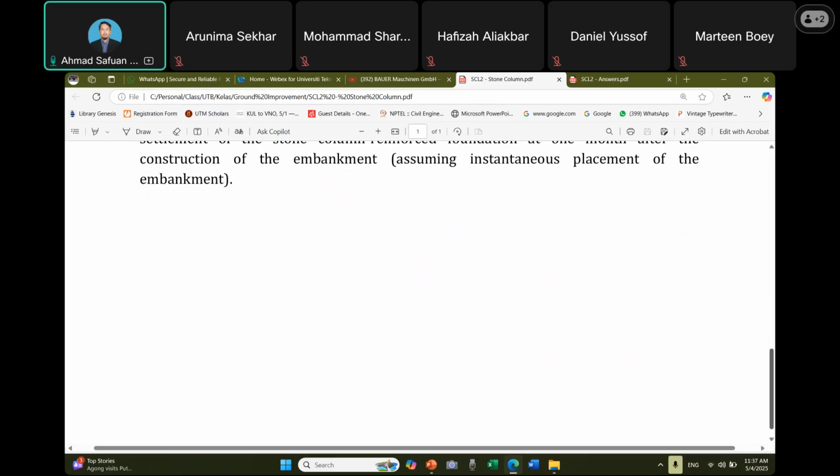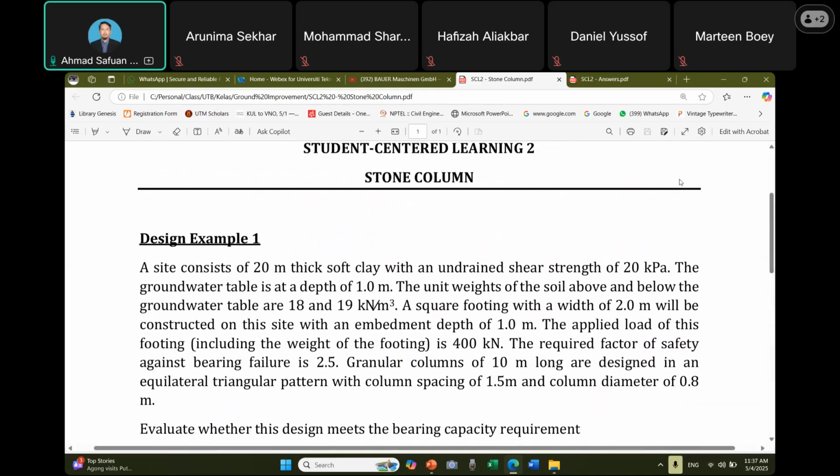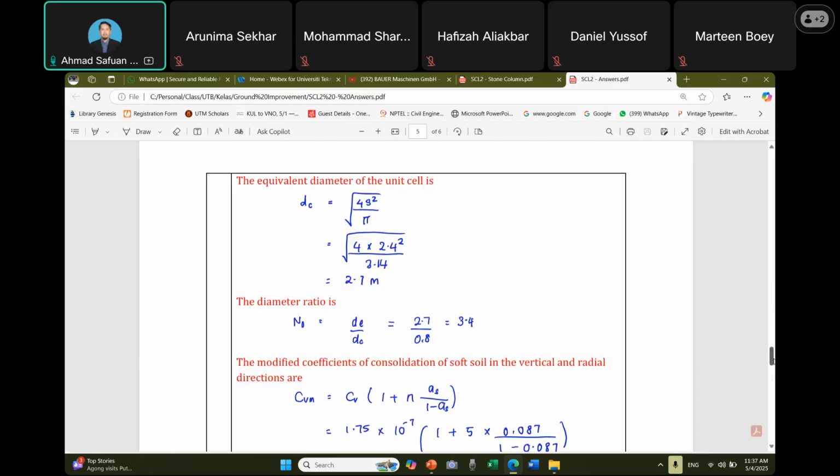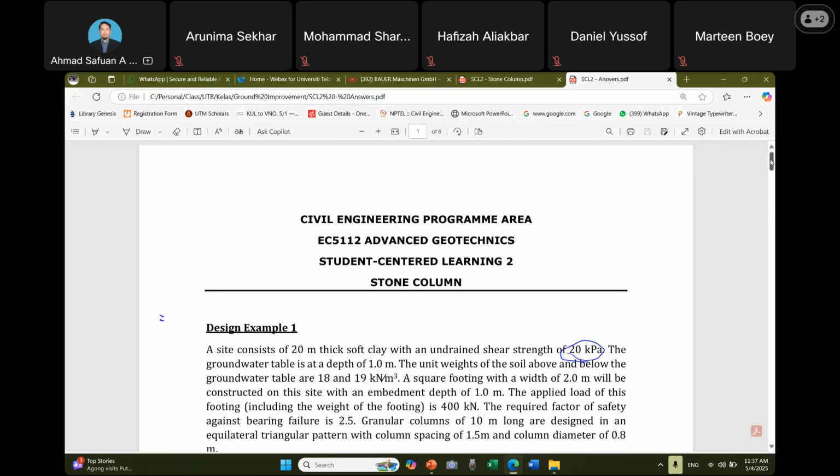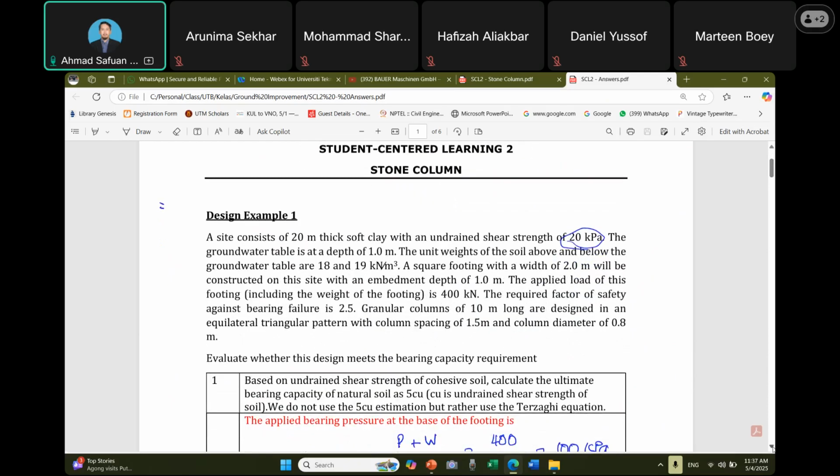So now we go for the solution. So we go first for design example 1. For the first solution, a site consists of 20 meter thick soft clay with an undrained shear strength of 20 kPa. So those are the soil properties. It's very thick. I can eliminate this one.